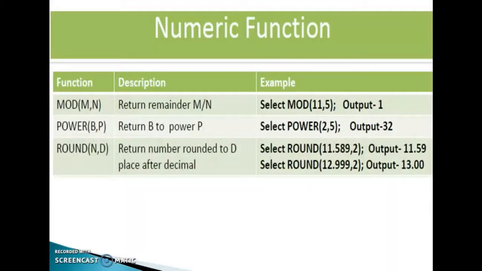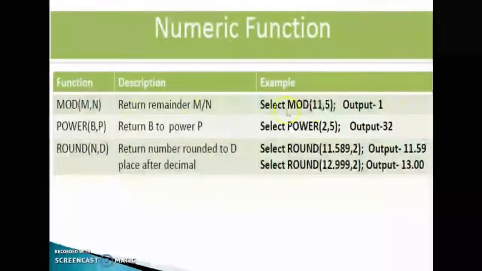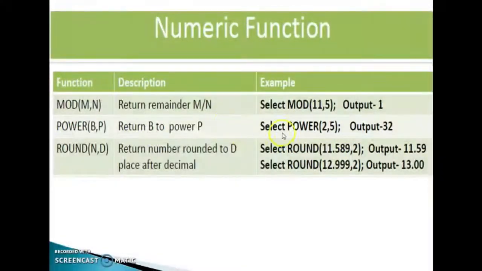The next one is numeric functions. First one, MOD(m, n). You know about this mod, that is the remainder we will get. Select MOD(11, 5). The remainder is 1, so we will get the output as 1. POWER(b, p) returns b to the power p, b raised to p. Select POWER(2, 5). The output is 32, 2 to the power 5.